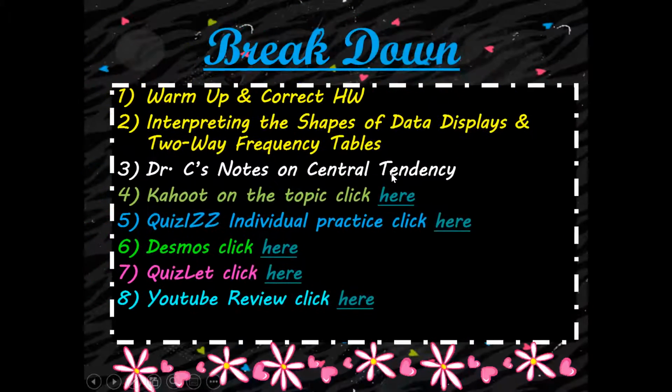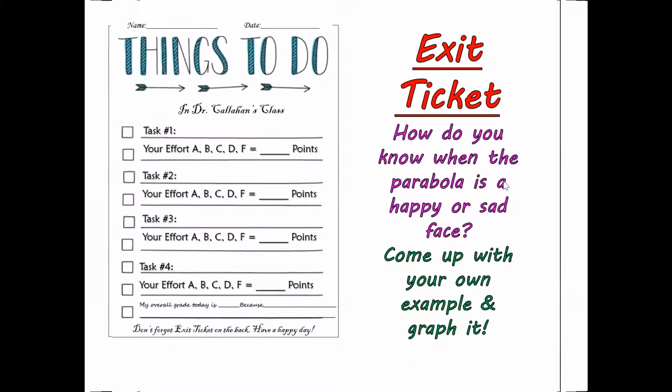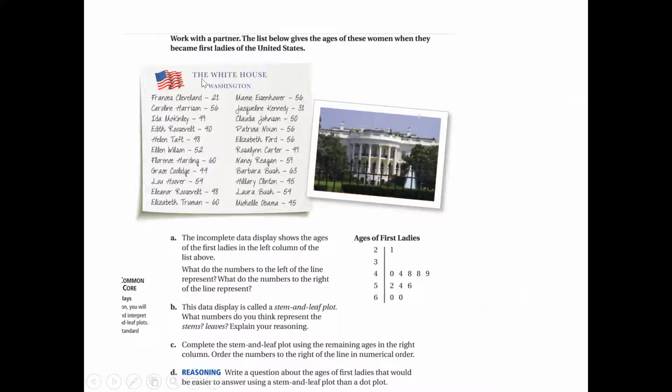So this is the breakdown of what we're going to be talking about. We're going to talk about interpreting the shapes of data display in two-way frequency tables. So you should have guided notes in front of you from class. If not, you can go ahead and just follow along and write it on a separate piece of paper. So we're going to start off with something that looks like this.